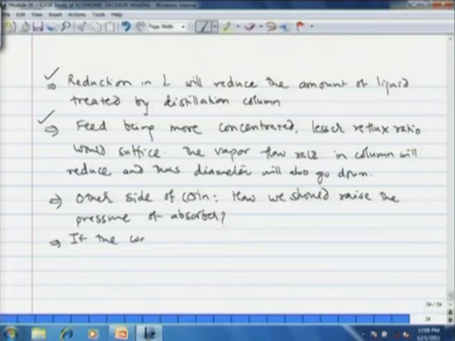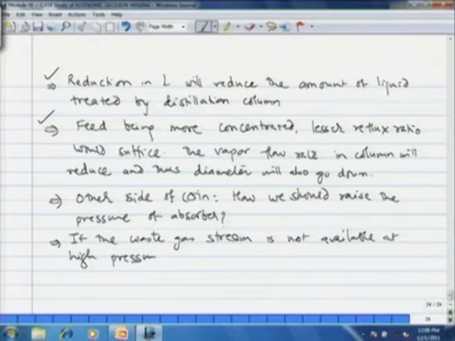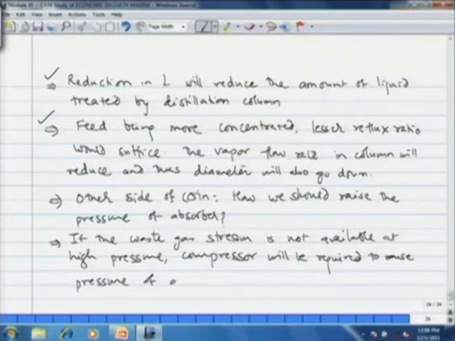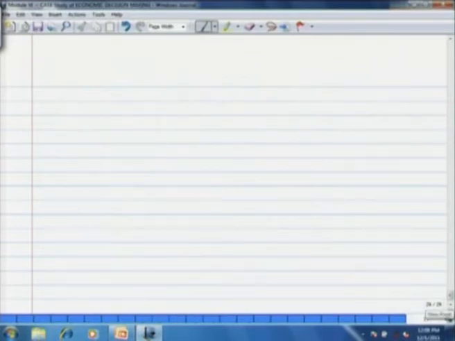If the waste gas stream is not available at high pressure, a compressor will be required to raise the pressure of the absorber, and the compressor being an expensive piece of equipment both in terms of capital and operating cost is likely to reduce the incentive for raising the column pressure.